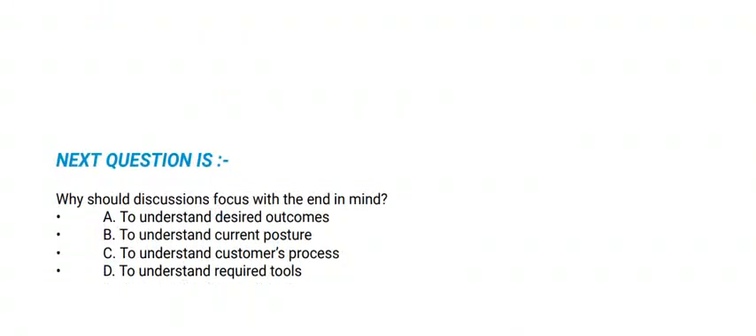Next question is, why should discussion focus with the end in mind? Options are option A, to understand desired outcomes, option B, to understand current posture, option C, to understand customers' process, and option D, to understand required tools. The correct option is option A.